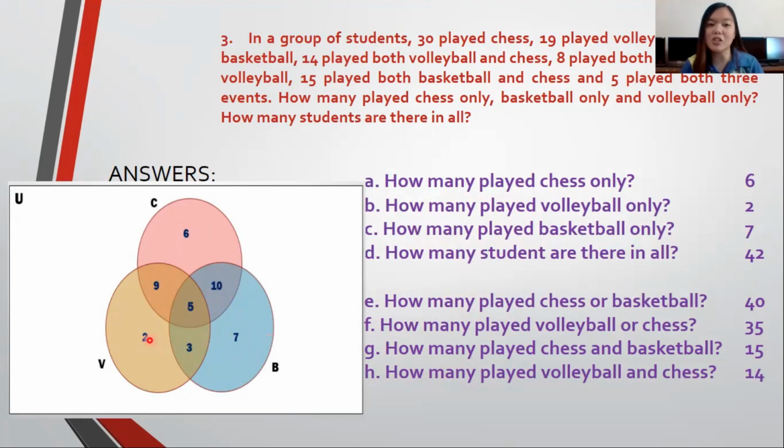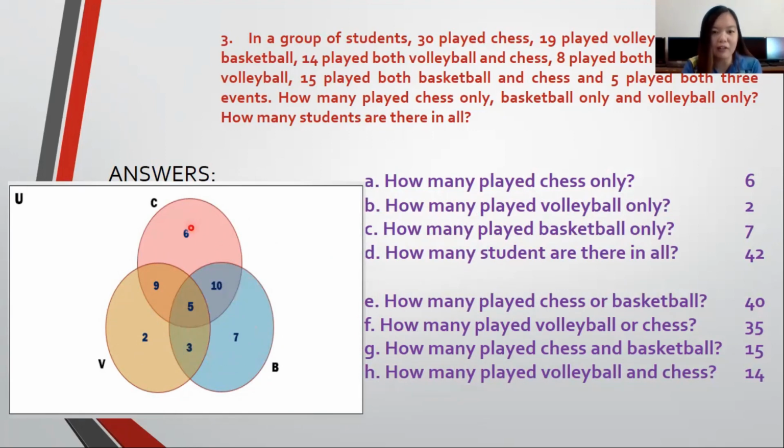Now, additional questions. How many played chess or basketball? Chess or basketball, meaning to say, the union of C and B. So, lahat ng nasa circle ng C at lahat ng nasa circle ng B.